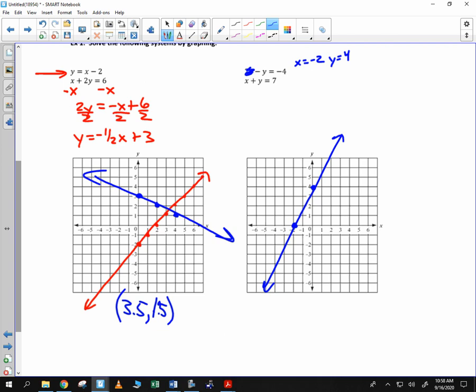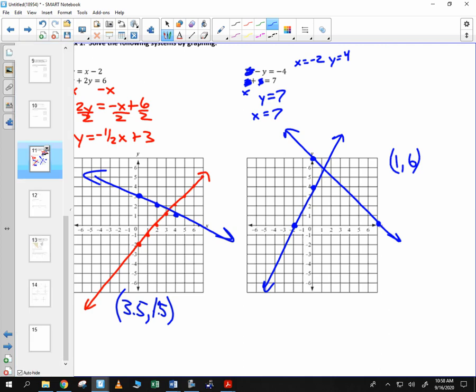For the next one, if I cover up the x, y is 7. If I cover up the y, x is equal to 7. So I could plot 7 for y and 7 for x. Notice the graph that you have there. It looks like the intersection point is (1, 6). So sometimes it's nice to put in slope-intercept form. Sometimes it's nice to use the x and y intercepts depending on how the equation is set up.